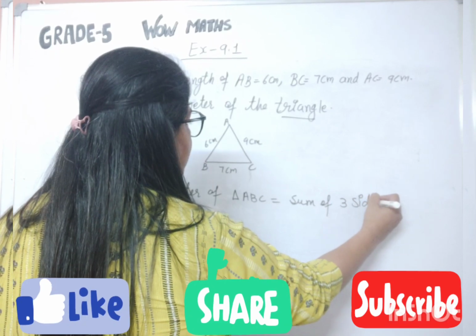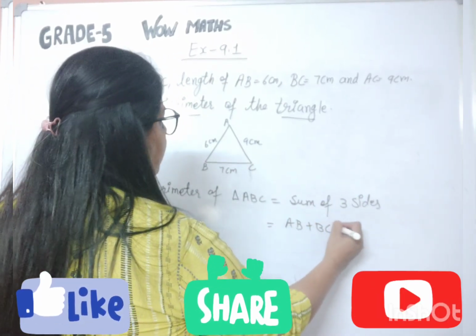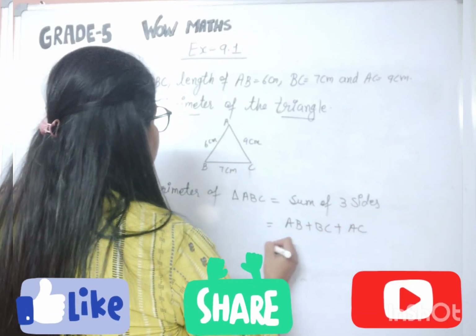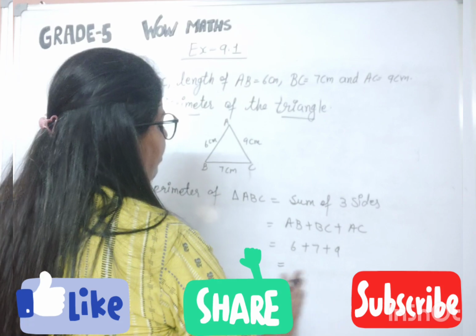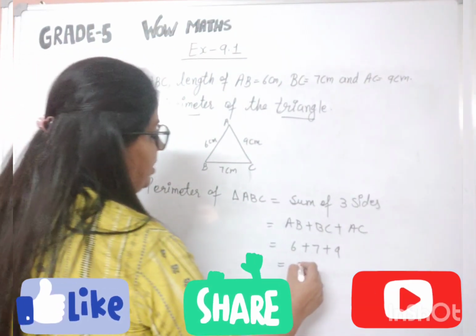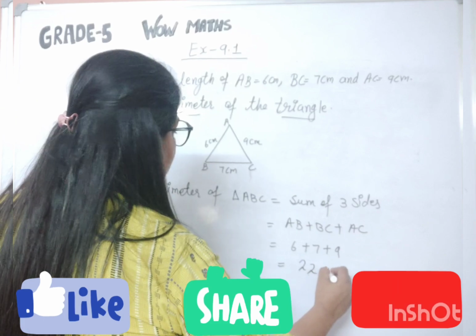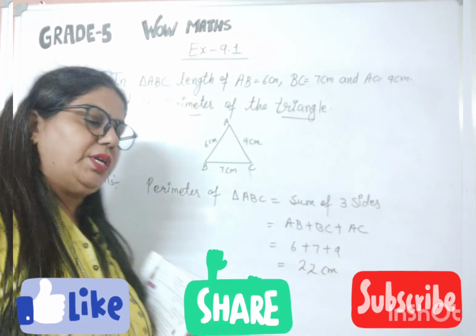So what are the sides? We will write that is AB plus BC plus AC. So the sides are 6 plus 7 plus 9. So when we add 13 and 9, 22. So the answer for the perimeter of the triangle ABC is 22 centimeter.